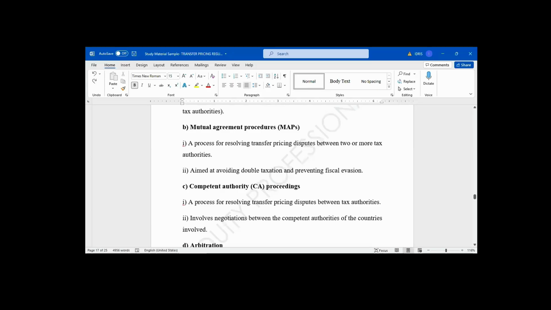Mutual agreement procedure is a process of resolving transfer pricing disputes between two or more tax authorities. When two tax authorities are claiming that they will be the one to collect tax on that transfer pricing transaction, how do we resolve it for them? It's through mutual agreement procedure. Mutual agreement procedure aims at avoiding double taxation and preventing fiscal evasion.